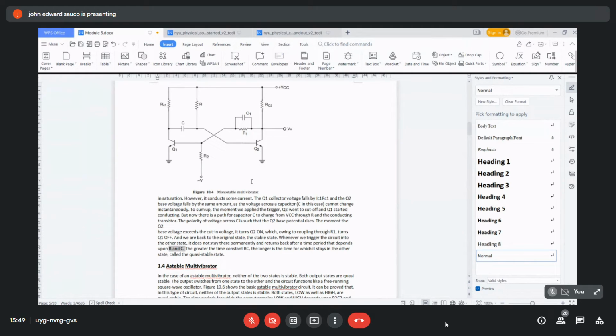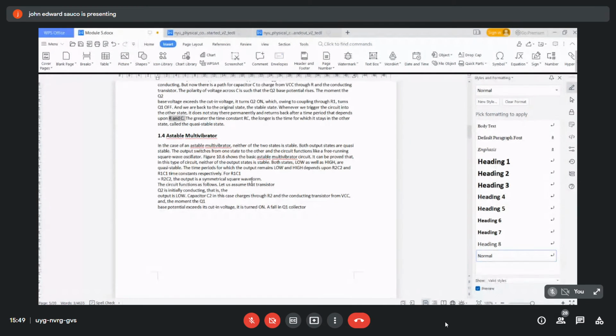Okay, ulitin natin. Sa bistable, nag-trigger, lilipat tayo ng state. Sa Schmitt naman, nakadepende tayo sa volt na nasa base ng Q1 para mag-iba ng state. And dito naman, kapag nag-trigger tayo, pupunta tayo sa quasi-state, pero sandaling oras lang, babalik tayo sa stable state. Okay, yun naman si mono. So, sandali lang siyang mag-iba, pero babalik siya.